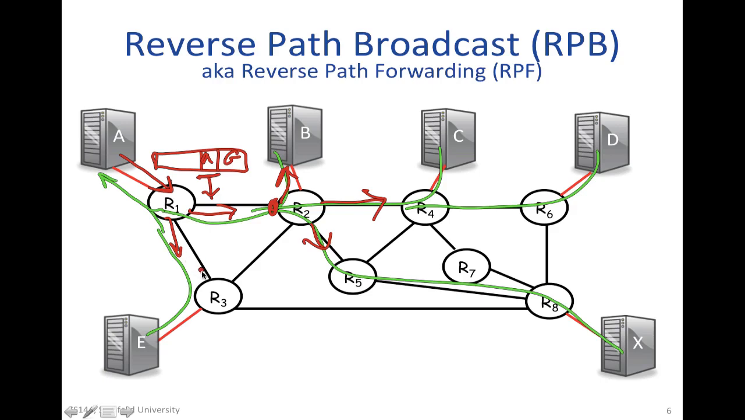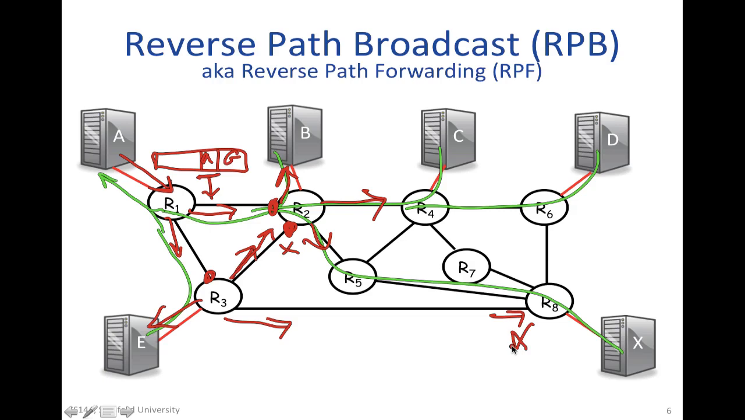You can see here that R3 would also ask the same question, and it would say, yes, this is the interface through which I would send it to A, so therefore I am going to send it out of all of the other ports. However, when this packet reaches R2, it will come through this interface, which is not on the green shortest path tree back to A. So therefore R2 will drop that packet. It won't send it, and you can see that it's just broken the loop. Same thing will happen over here at R8. This is not on the green shortest path tree, so that packet will be dropped.